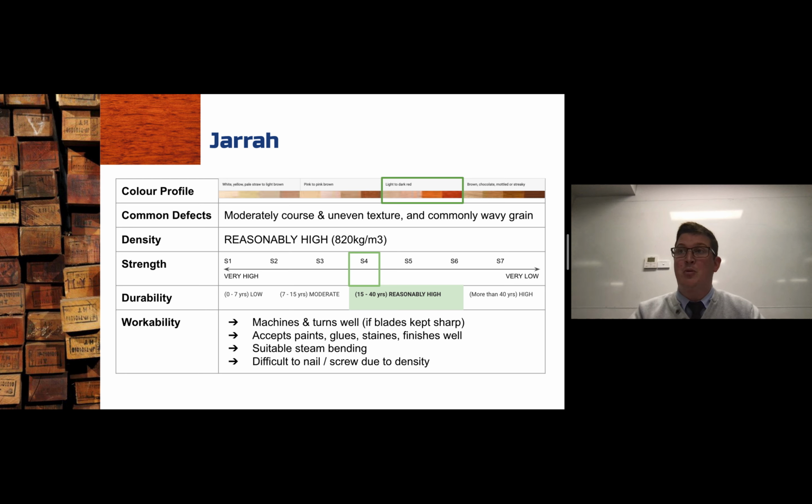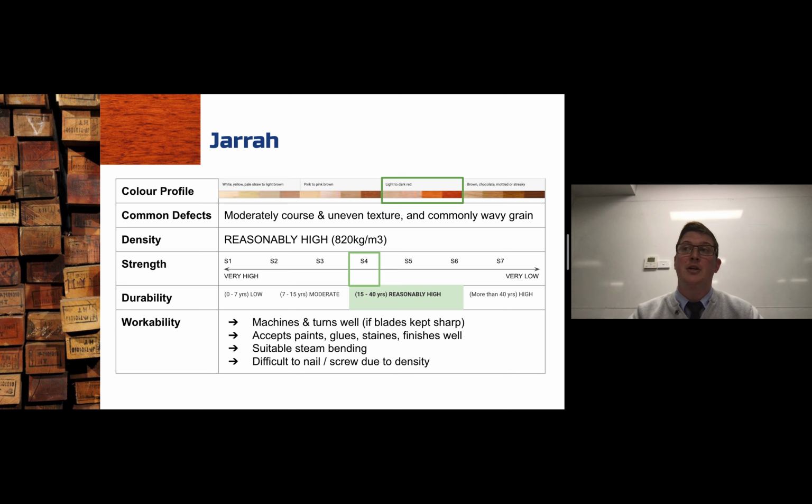But one really important thing for furniture making is it's very difficult to nail and screw because of how dense it is. A bit like spotted gum, but very difficult. We've had plenty of occasions where students have been working with Jarrah and their screws have snapped because of how dense it is.